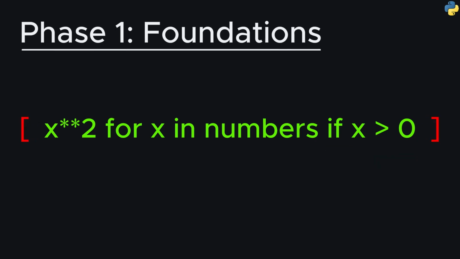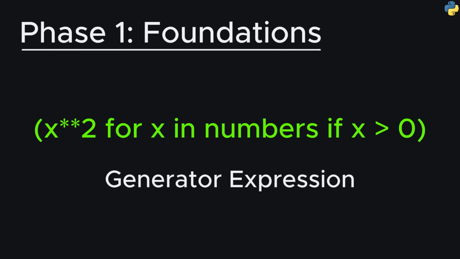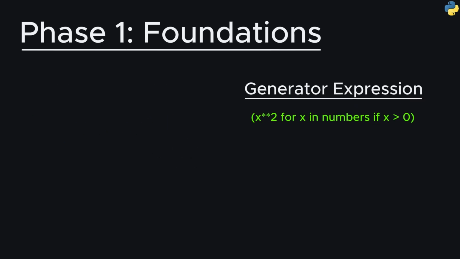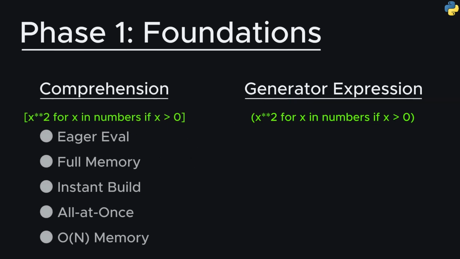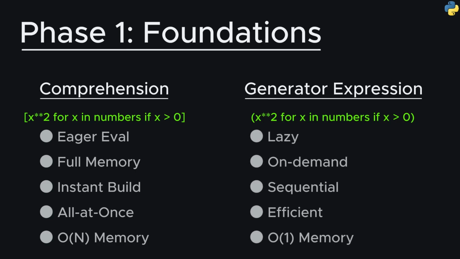Now, swap those square brackets for parentheses. You haven't just changed the shape, you've changed the underlying object type. This is a generator expression. A list comprehension builds the entire list in memory immediately. This is eager evaluation. A generator expression is lazy. It yields one item at a time and waits for you to ask for the next one.